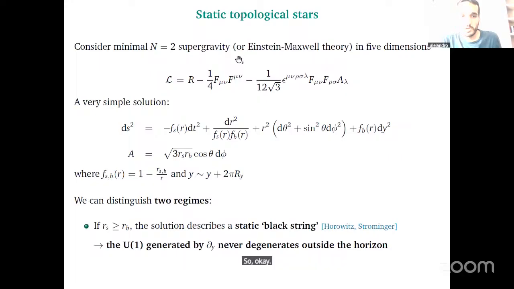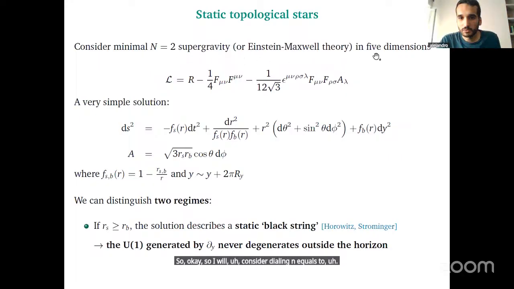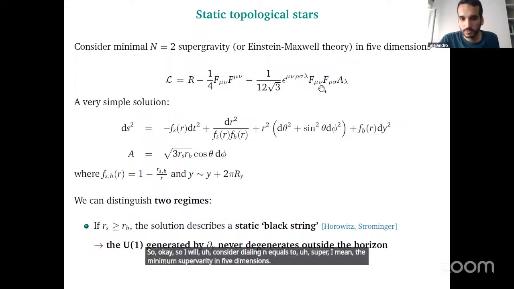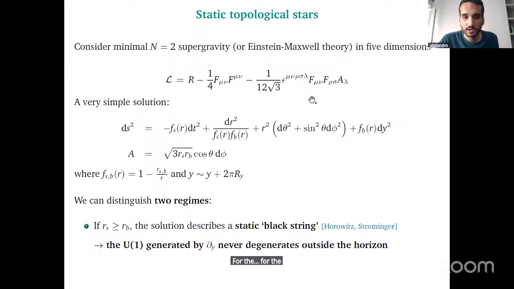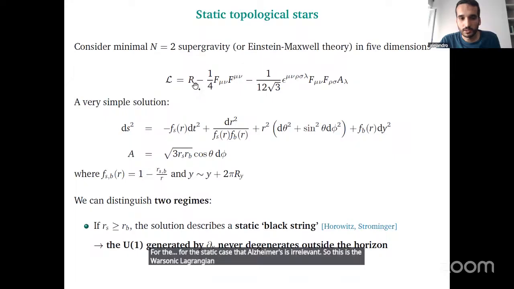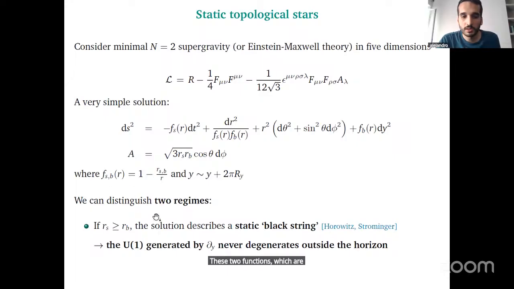So, okay, I will consider directly N=2 supergravity, minimal supergravity in 5 dimensions, although for the static case, the Chern-Simons term is irrelevant. So this is the bosonic Lagrangian. The bosonic field content is the metric and the vector field, the graviphoton. And there is this very simple magnetically charged solution, which just depends on 2 parameters, Rs and Rb, and these 2 functions, which are given by these expressions.